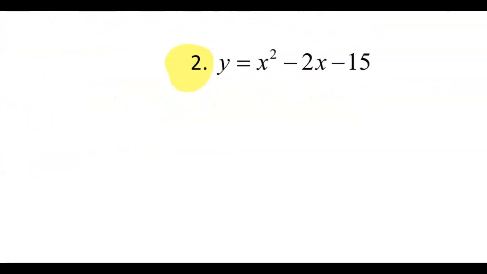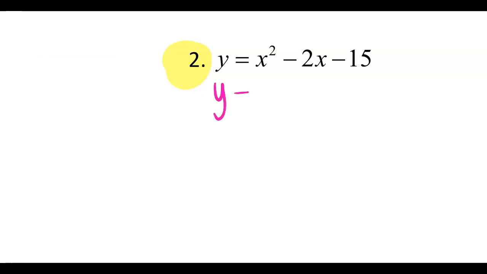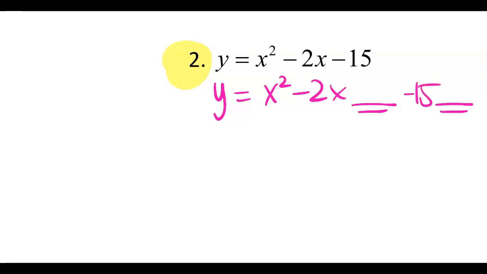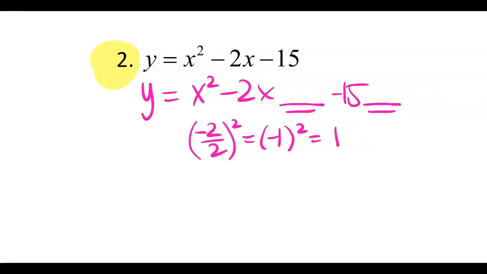So for question 2, let's go ahead and solve this. You should have had y equals x squared minus 2x, leave a space, minus 15, leave another space. We're going to take this b value, which is now negative 2, and it's okay for it to be negative. We're going to divide it by 2 and square it. Well, negative 2 divided by 2 is negative 1, and negative 1 squared is just a positive 1. So in both of these empty spaces, I'm going to add a 1.